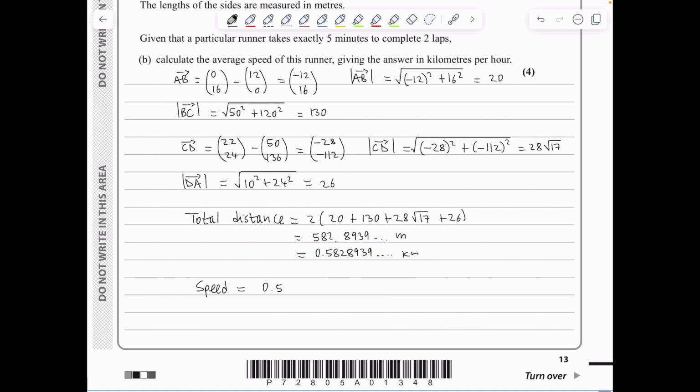So the speed of this runner is simply the total distance covered, 0.582839 kilometers, divided by the time taken in hours. Well, he took 5 minutes, so that's 5 over 60 of an hour. So put this on the calculator, get 6.99 kilometers per hour for the speed.